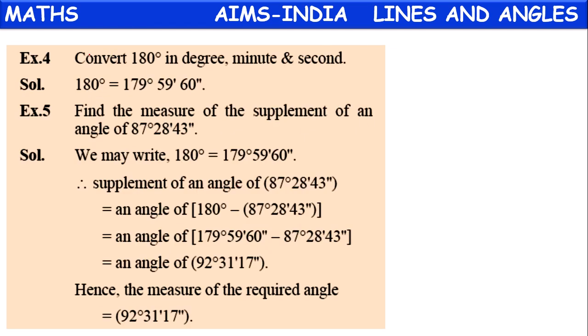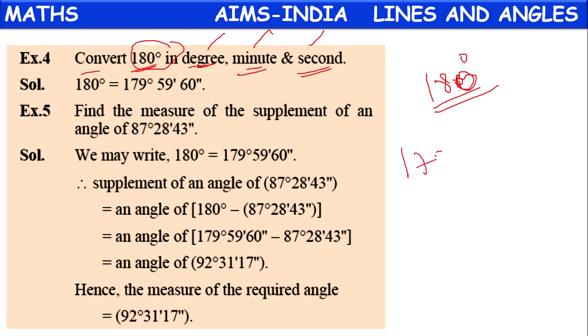Next one. Convert 180 degrees into degrees, minutes, seconds. Actually in 180 degrees we have only degrees, but we need the same value in terms of degrees, minutes, seconds. So we can write 180 degrees as 179 degrees plus 1 degree.